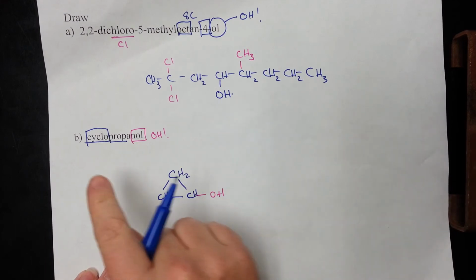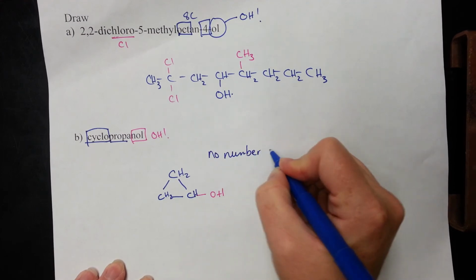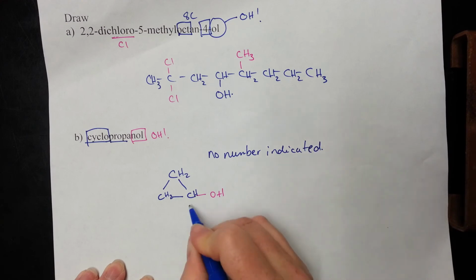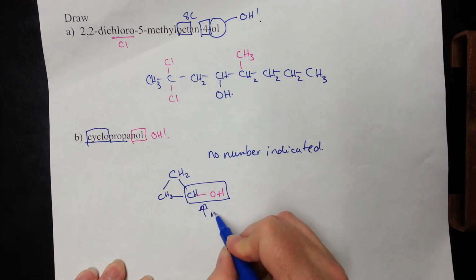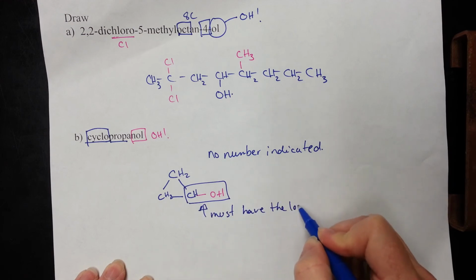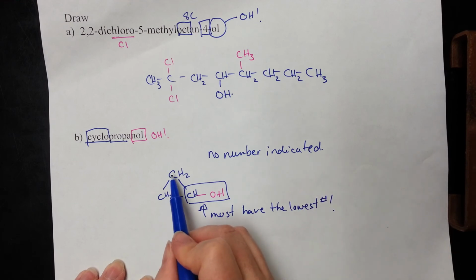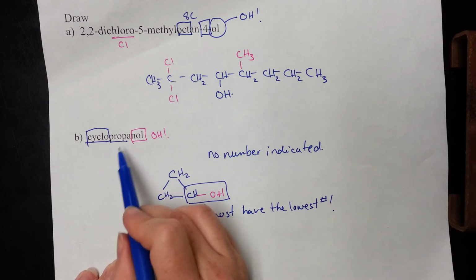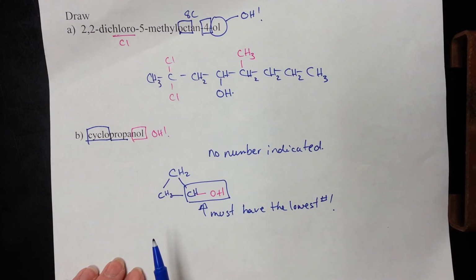I like to note there is no number indicated because on cyclic molecules, our rules still apply. It must have the lowest number. So it would make no sense to start numbering over here 1, 2, 3. So on cyclic with a hydroxy group, there would be no need to have a number.